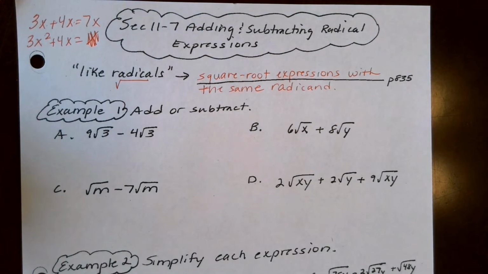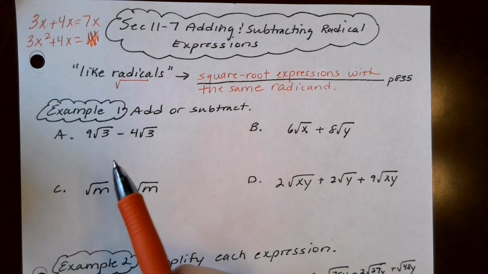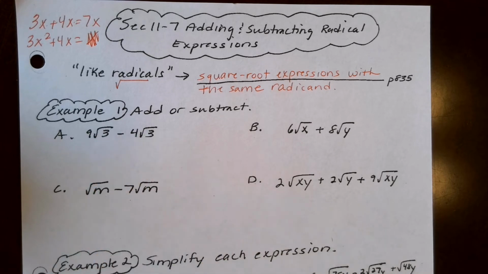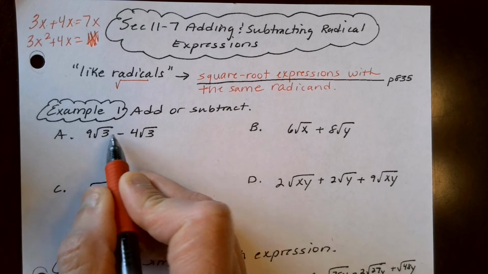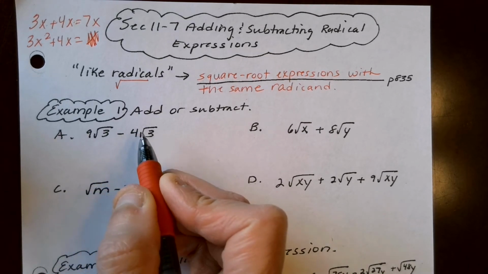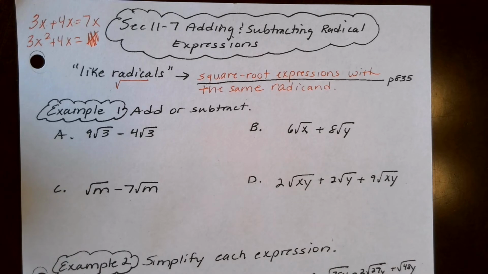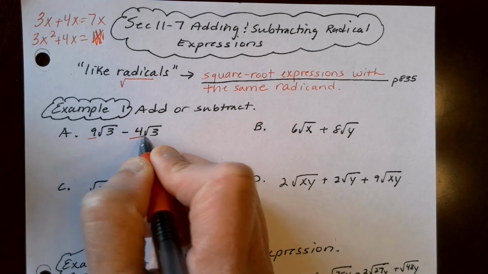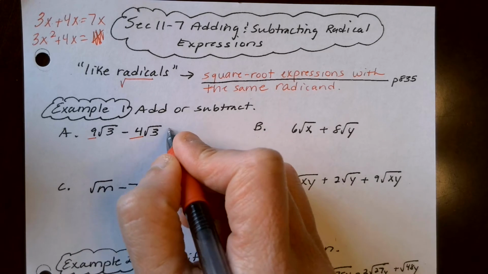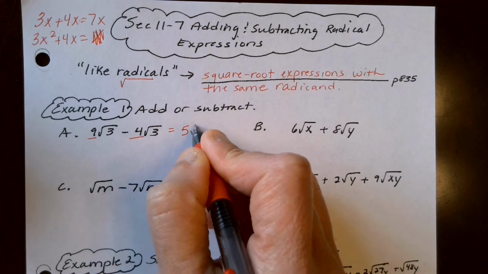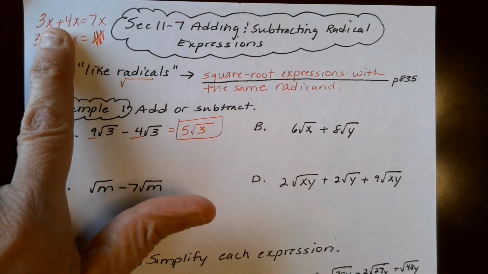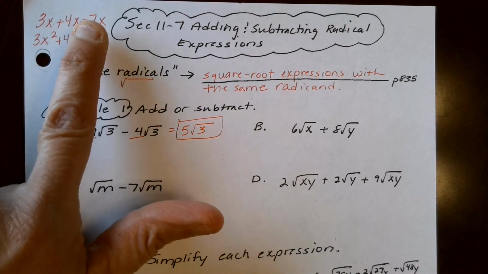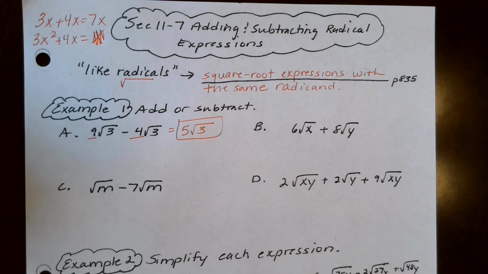Okay, so when we look at example 1, add or subtract, are the radicals like? Can we subtract? The answer is yes. We got a square root of 3 and a square root of 3. They are the same radicals. So therefore, all you do is you leave that the same and you subtract what's in the front. So it'd be 9 minus 4 is 5, and the radical stays the same. It's kind of exactly like we had up here. 3x plus 4x was 7x. I didn't change the x. Same thing with the radical.